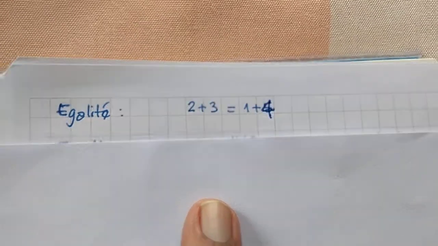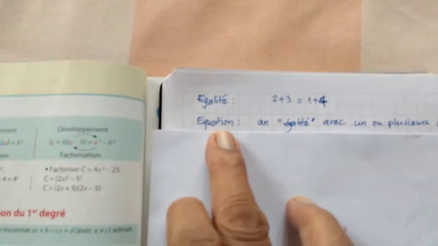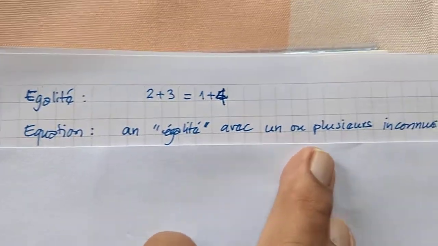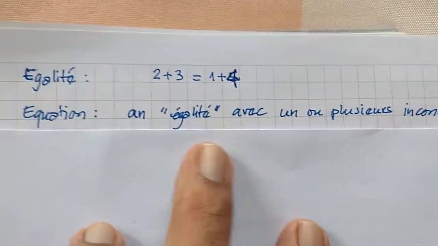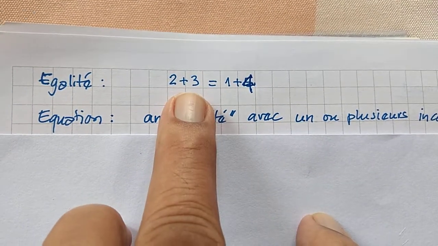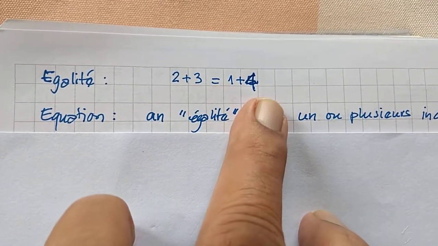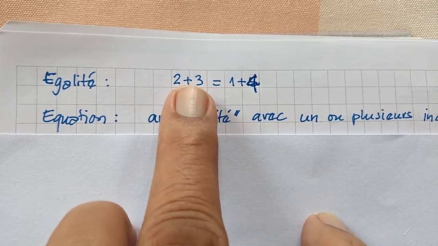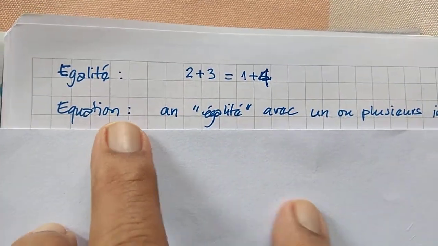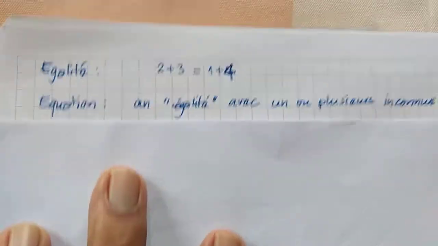And so what is an equation? An equation is an égalité avec un ou plusieurs inconnus. So that means that if you take two mathematical expressions linked by the equal sign, and if one or both of them has one unknown, then that égalité is called an equation.